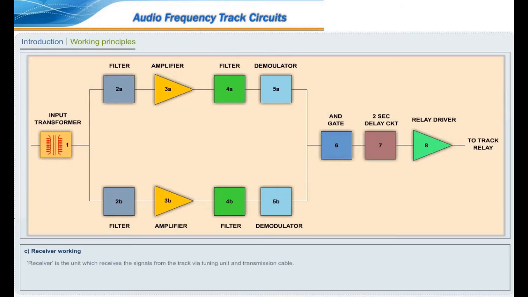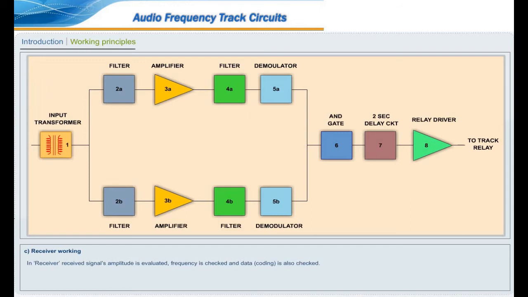Receiver working. Receiver is a unit which receives the signals from the track via tuning unit and transmission cable. Receiver consists of filter, amplifier, demodulator, comparator, arrangement to evaluate the amplitude of the received signal and output for track detection relay. Receiver receives the correct track signal via tuning unit and recognizes it in quality, modulation or bit pattern, and in quantity, level, and operates the relay as required.